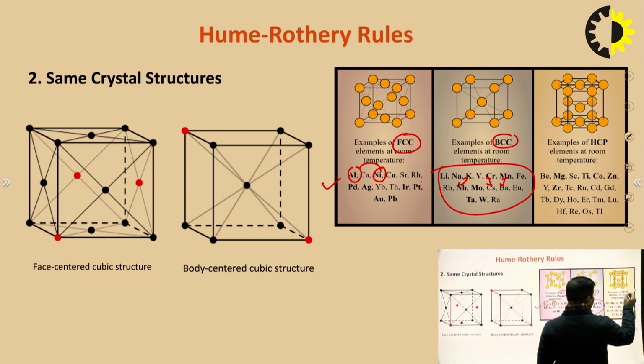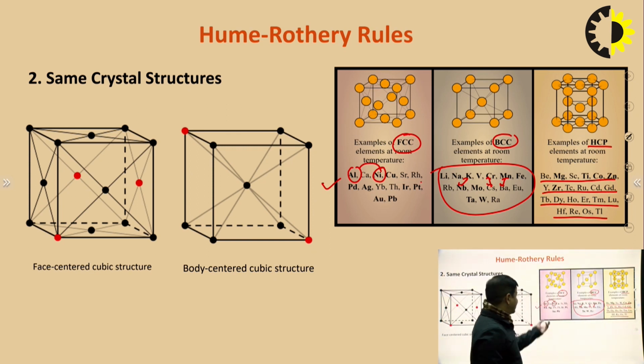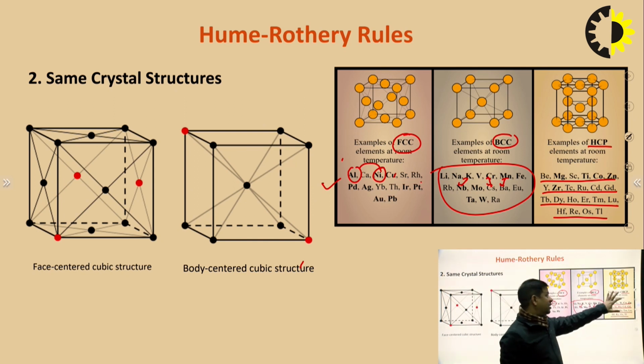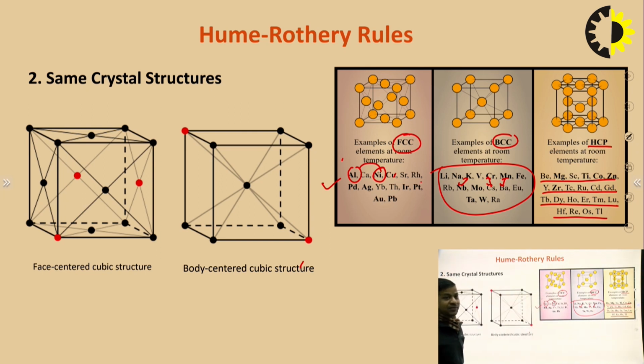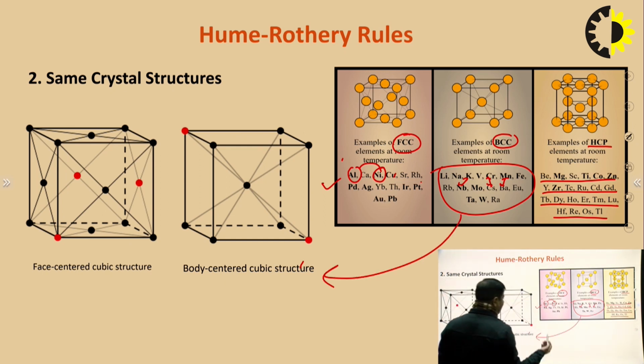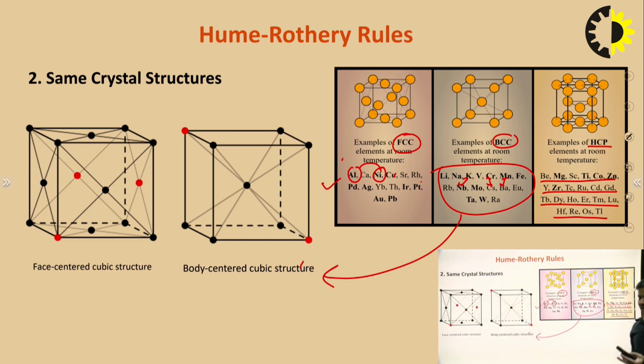Similarly, for this HCP, you again have a few elements to play with. Mixing any element with this is very easy and you will definitely get a homogeneous solution here also and here also because of this crystal structure. If it is body centered cubic structure and you are taking two elements from this family, you will definitely get a homogeneous solution. So this is the second fundamental rule that you have to follow.